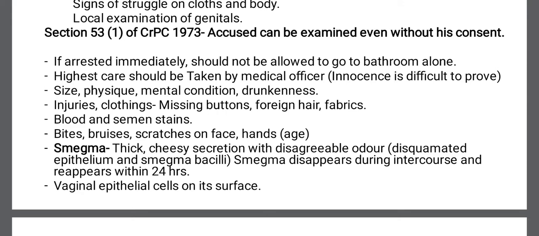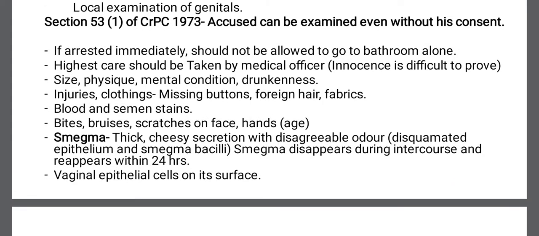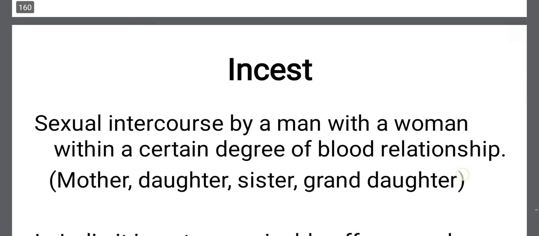If the smegma is absent, it is suggestive that the person has recently performed sexual intercourse. Then vaginal epithelial cells can be detected on the surface. For this you will have to go for certain staining. You will have to take the smear, the specimen or swab from the glands, and it is to be seen under a microscope. With proper staining, vaginal epithelial cells can be detected. They will be suggestive that the person has recently undergone sexual intercourse.